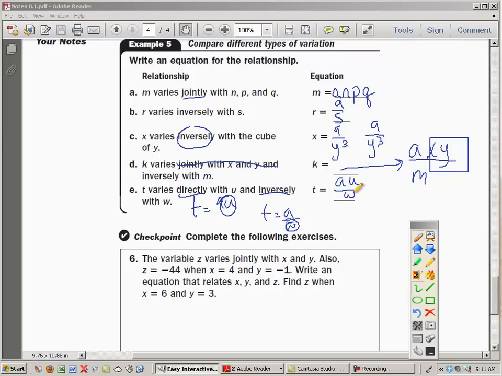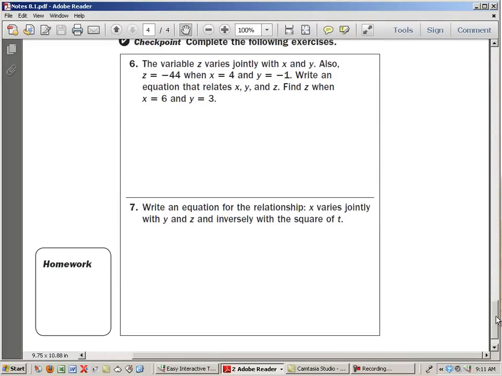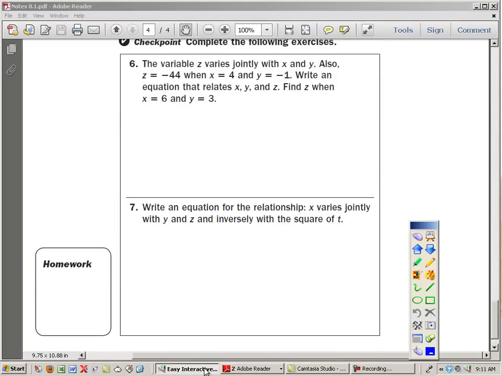All right, so let's see if we can try a couple checkpoint problems here. And this should finish up the lesson. Go ahead and give these a shot. We'll be right back with a solution.